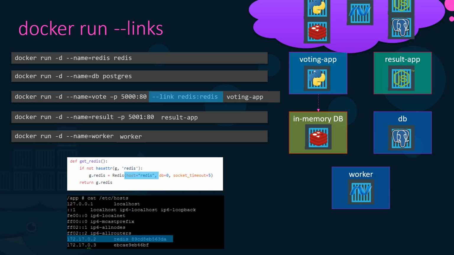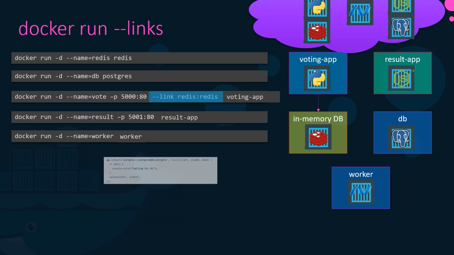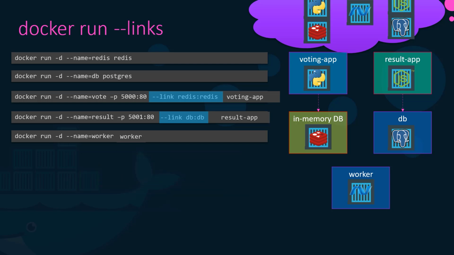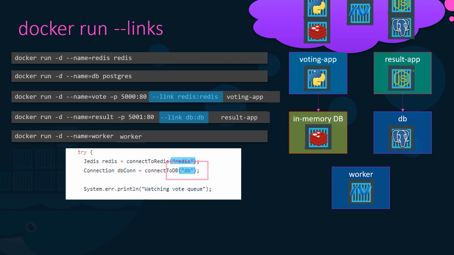Similarly, we add a link for the result app to communicate with the database by adding a link option to refer to the database by the name DB. As you can see in this source code of the application, it makes an attempt to connect to a Postgres database on host DB. Finally, the worker application requires access to both the Redis as well as the Postgres database. So we add two links to the worker application, one link to link the Redis and the other link to link the Postgres database.